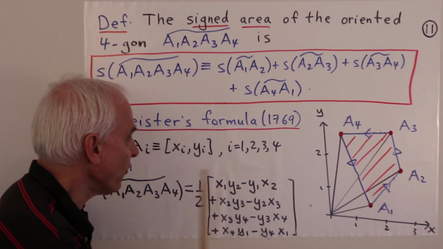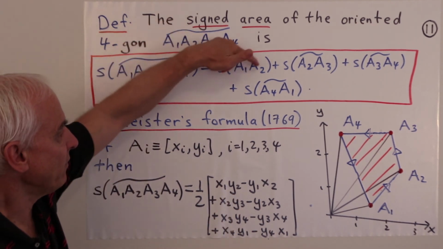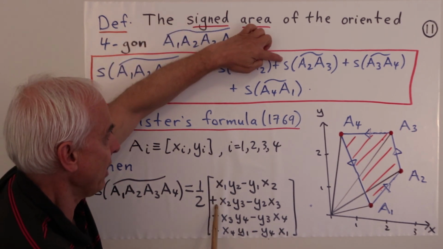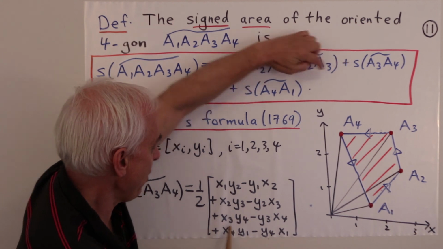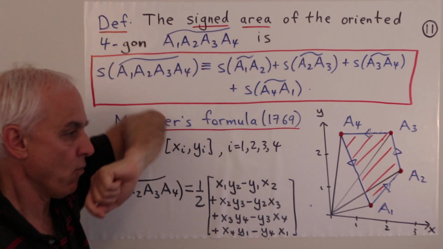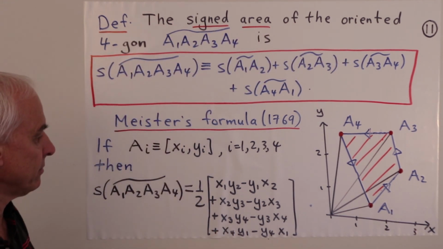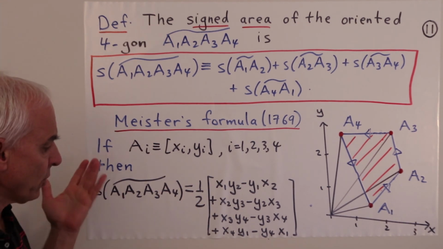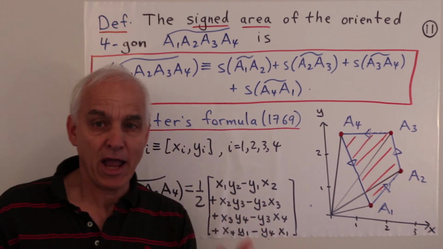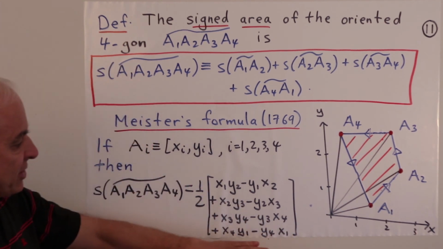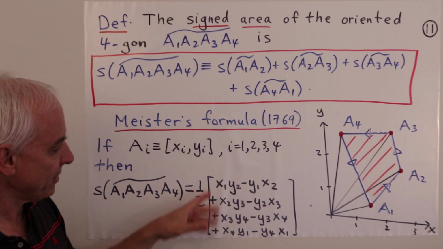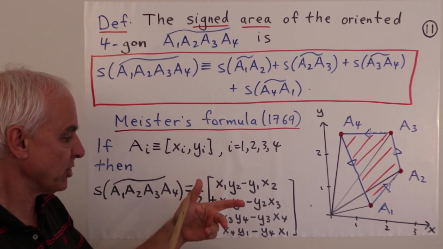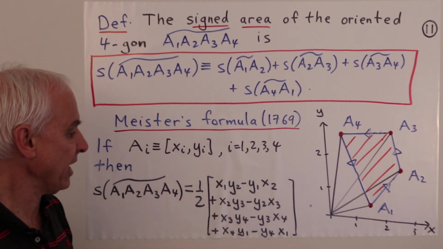And each one of these rows is just one of these terms. So this is just S of A1, A2, this is S of A2, A3, this is S of A3, A4, and this is S of A4, A1. With a half, of course. So it's a beautiful extension of the triangle formula. So if we just have 3 points, then the triangle formula that we wrote down is just analogous to this, but we're just going A1, A2, A3, and then back to A1.